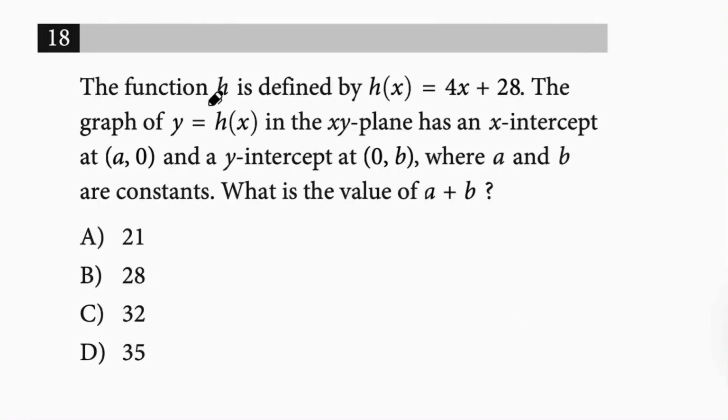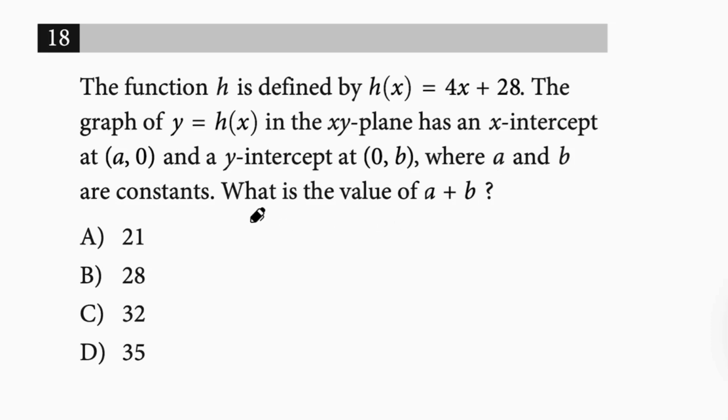Question number 18, the function h is defined by h(x) = 4x + 28. The graph of y = h(x) in the xy-plane has an x-intercept at (a, 0) and a y-intercept at (0, b), where a and b are constants. What is the value of a + b?